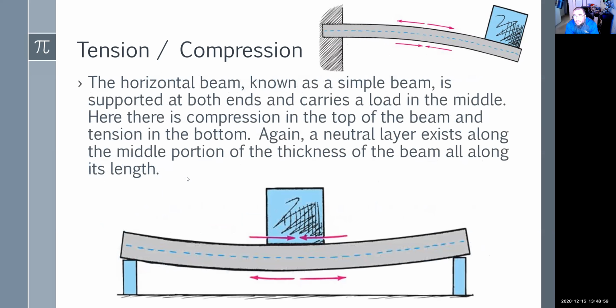Then we have a horizontal beam known as a simple beam that's supported on both ends and carries load in the middle. Here there's compression at the top of the beam, tension in the bottom. So at the top of the beam for this one, because that top of the beam is kind of collapsing in, the top of the beam is actually getting compressed. The bottom of the beam is actually being spread out because it's lengthening, right? There is still that neutral layer where nothing occurs, and that's what allows it to eventually return to its original shape when the load is removed. So a cantilever is that one up top here where we have a single beam supported on one end, and then a simple beam is one that's supported on both ends.